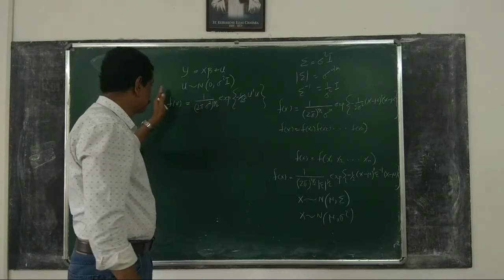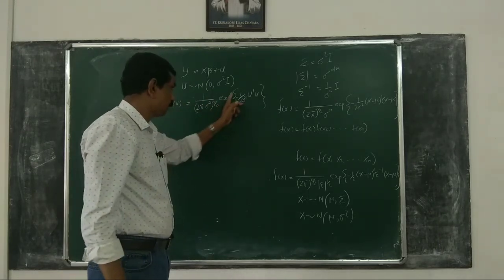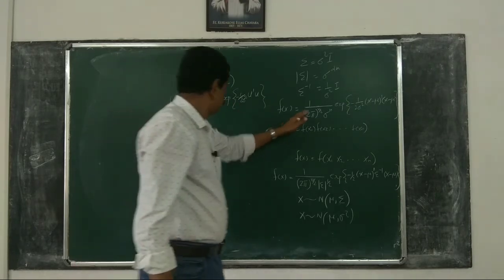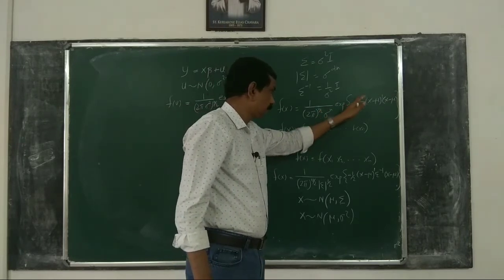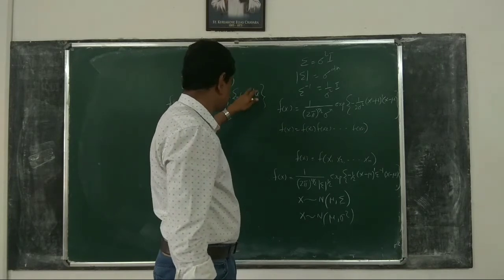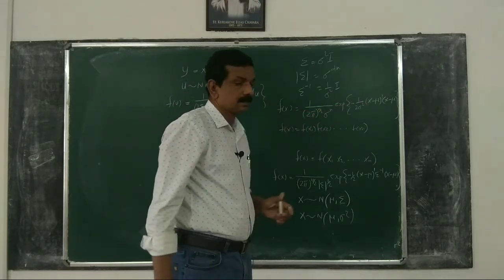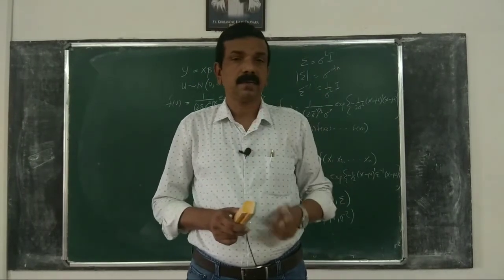U is the vector of random variables U1, U2, etc., Un. So 2 pi raised to n by 2, sigma raised to n minus 1 by 2 sigma square, into (U minus mu) transpose into U. That is the multivariate normal density for U.